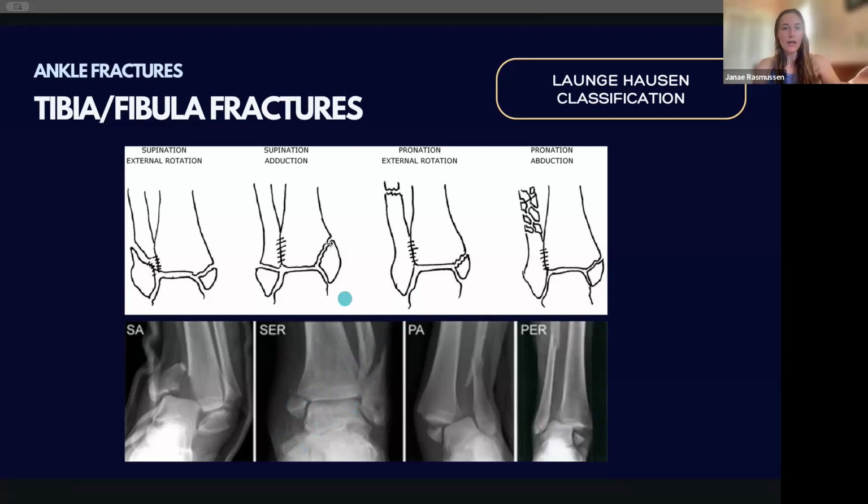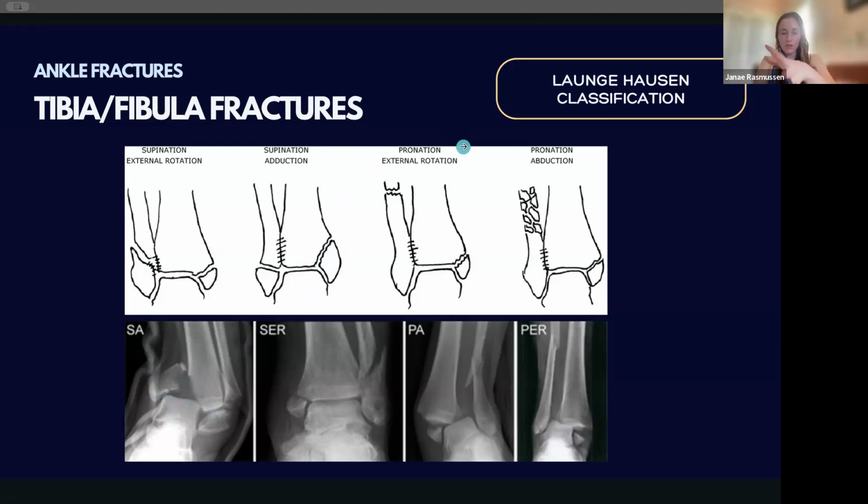Now let's contrast that with supination adduction. So in supination, we have the initial force on that medial malleolus. Now with adduction, imagine you're basically cranking it even more into that supination adduction. So now you're putting all this extra force into that medial malleolus, and that causes this oblique shear force. So supination and then adduction, you're putting even more of this torque on that medial malleolus, and that results in this oblique fracture to the medial malleolus.